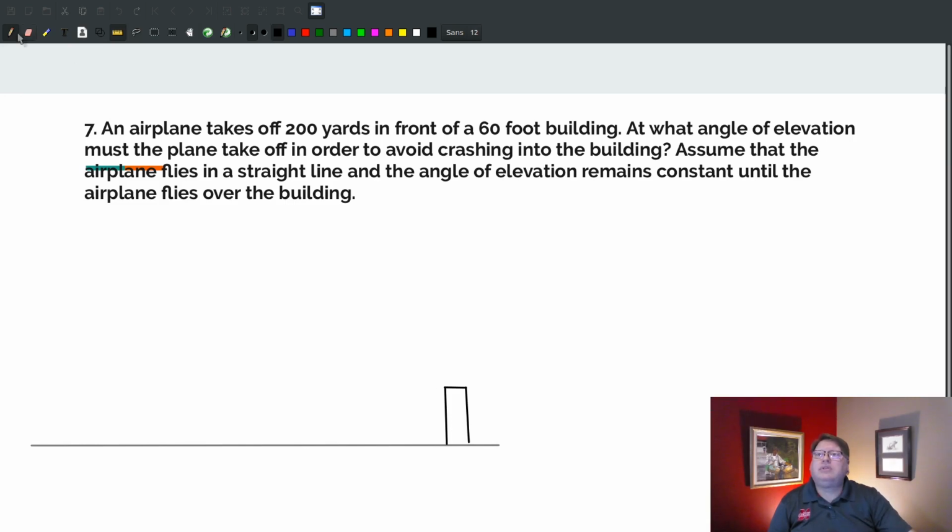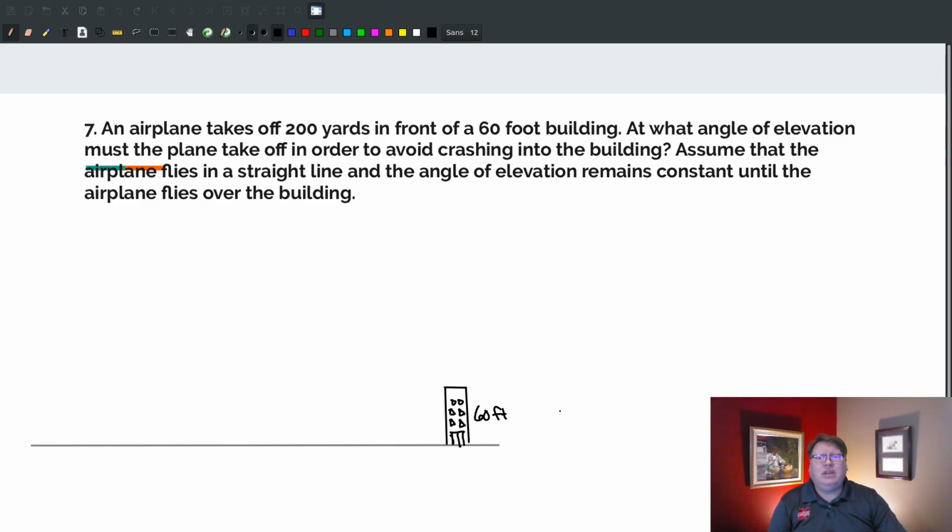And we're going to draw our little doors, and draw our little windows. Gotta enjoy. So we have a building. We're told this is 60 foot in height. By the way, 60 foot, if you have 10-foot floors, that's roughly 6 stories tall. So at what angle of elevation must the plane take off in order to avoid crashing into the building?